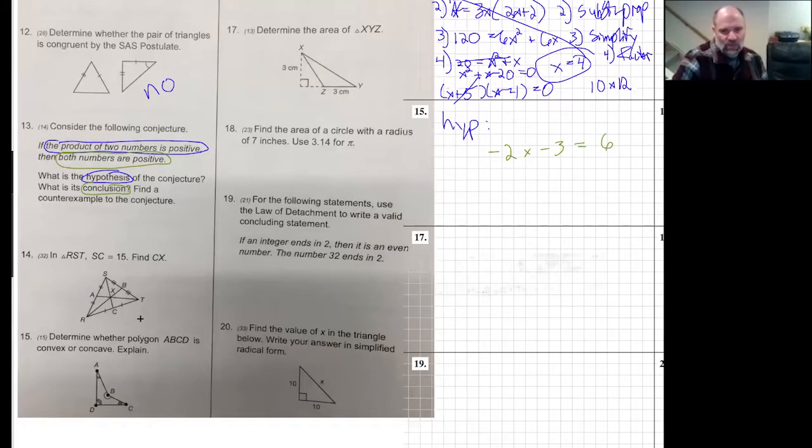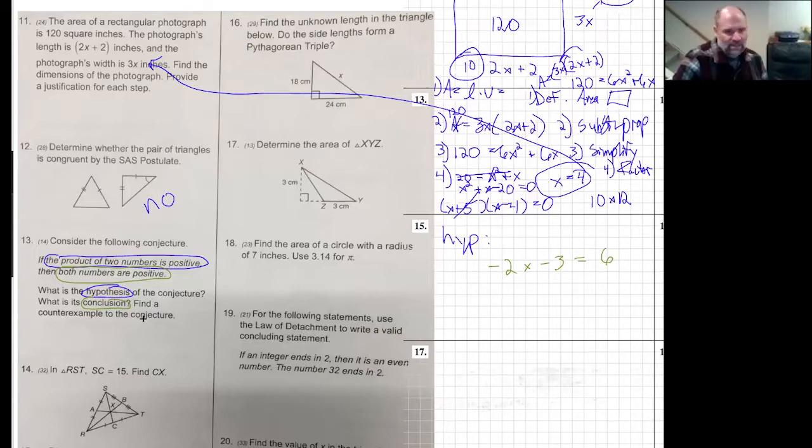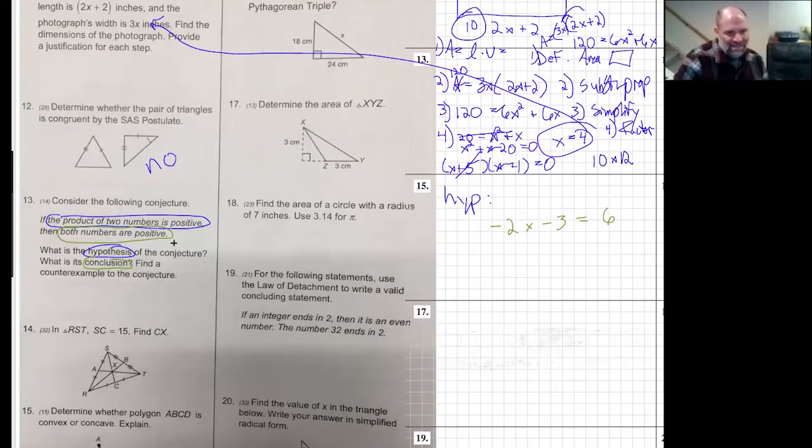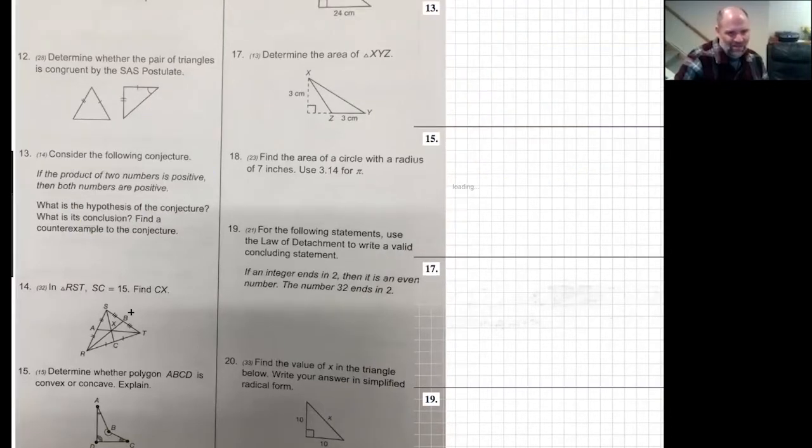All right, look at number 14. Oops, I put that on the wrong line again. Sorry. Number 14, in triangle RST, SC equals 15, find CX. All right, so look at this guy. We're going to zoom in a little bit here.